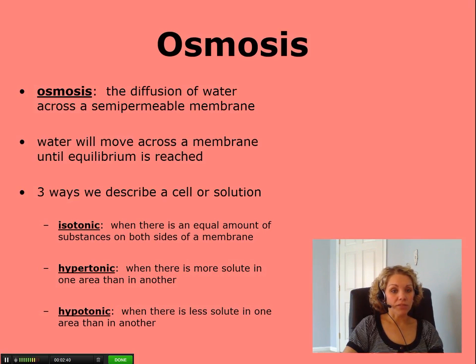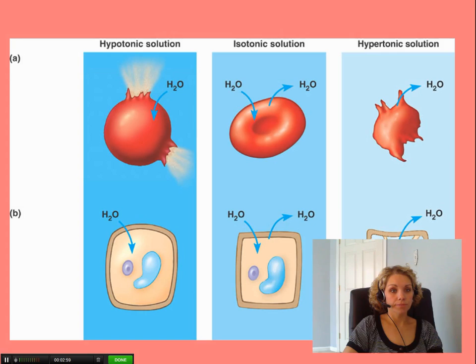Isotonic means that there's an equal amount of substances on both sides of the membrane, equal concentration of solutes. Hypertonic means there's more solute in one area than the other. And hypotonic means there is less solute. Let's look at some examples.